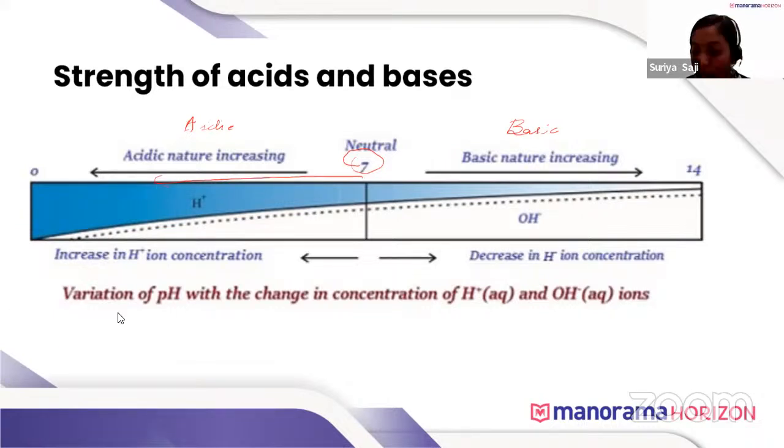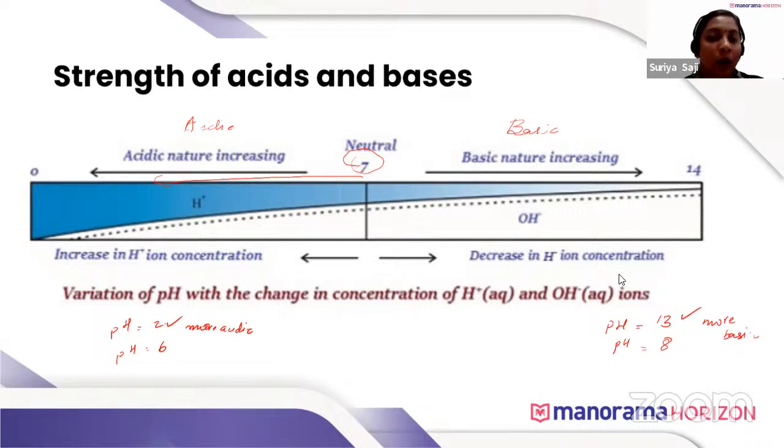If I give you solutions having pH 2 and pH 6, which is more acidic? pH 2 will be more acidic, and 6 will be less acidic. Similarly, if we give pH 13 and pH 8, which will be more basic? pH 13 will be more basic. So this is how the pH scale works.